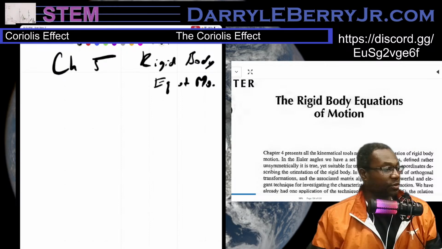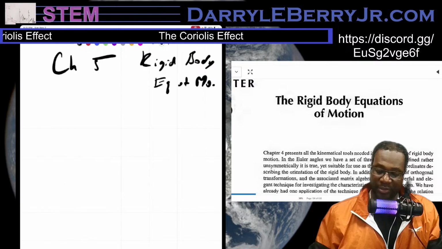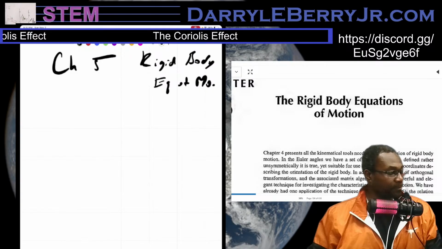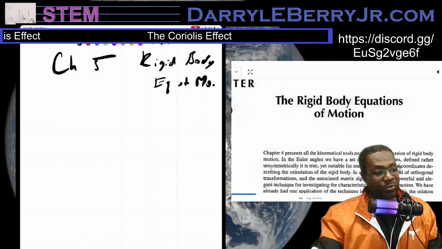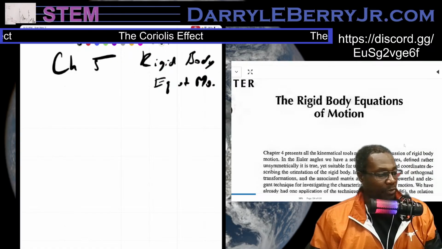I'll be reading chapter 5 of my graduate classical mechanics textbook while I compare it to the class notes as well. So we'll jump right into it. Chapter 5 is the rigid body equations of motion. Chapter 4 presents all the kinematic tools needed in the discussion of rigid body motion.